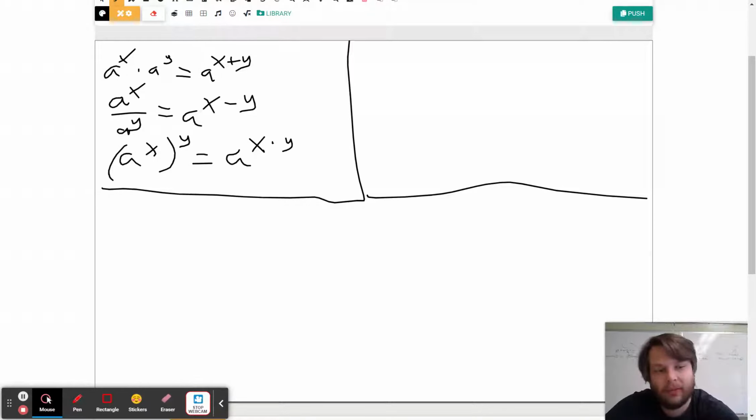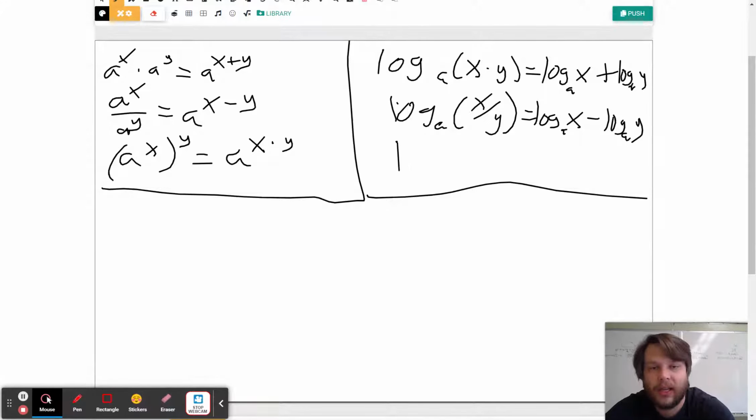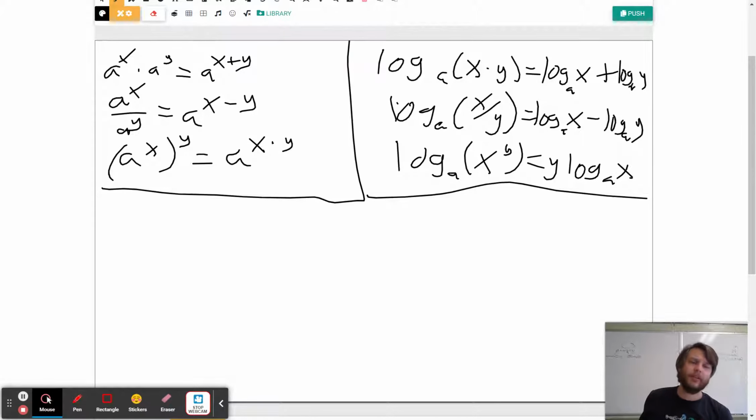Each of those properties can be inverted into a log property. Log base A of x times y is log base A of x plus log base A of y. Log base A of x divided by y is log base A of x minus log base A of y. And last, log base A of x raised to the y is y times log base A of x. Hope you can see how each of those are very similar, just inverted from one to the other.